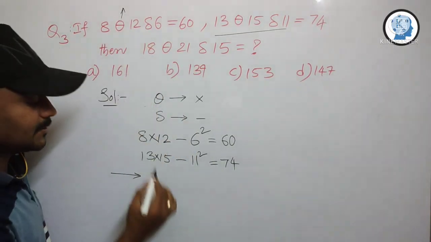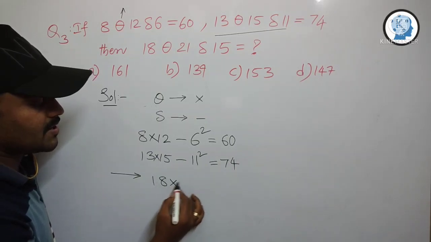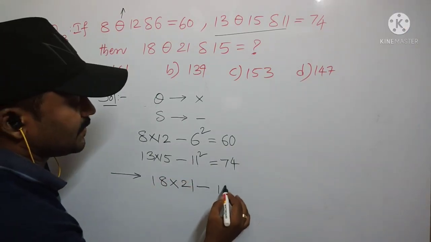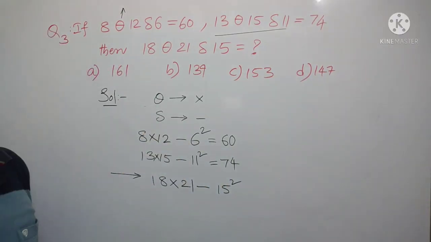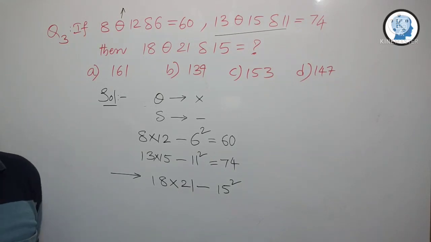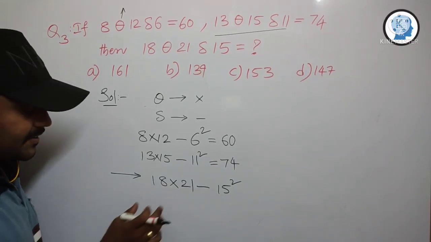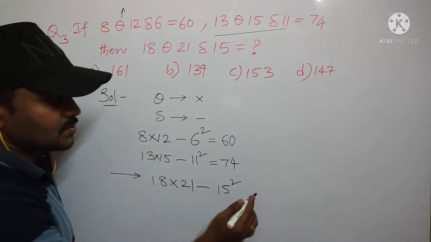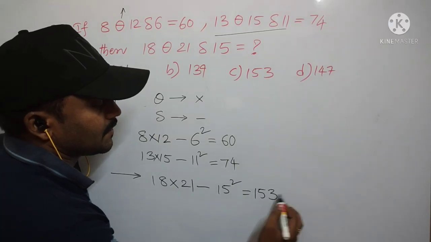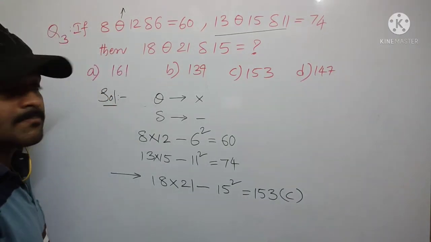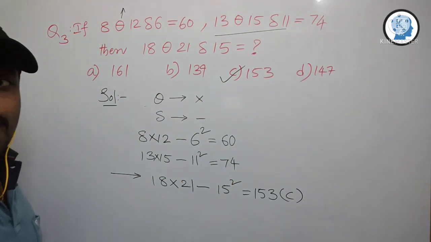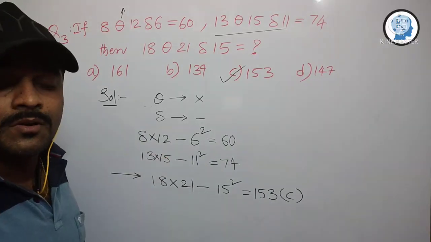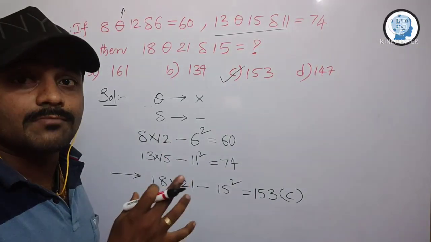Now 18 and 21. So I want to multiply 18 and 21. 18 into 21 minus 15 square. How much will we get? 18 into 21 is 378, minus 225. So I get the answer as 153, which is option C. So in this way, the third problem we completed. I hope you understand what is the logic involved in the problem. Once you find the logic, then the problem is very simple.